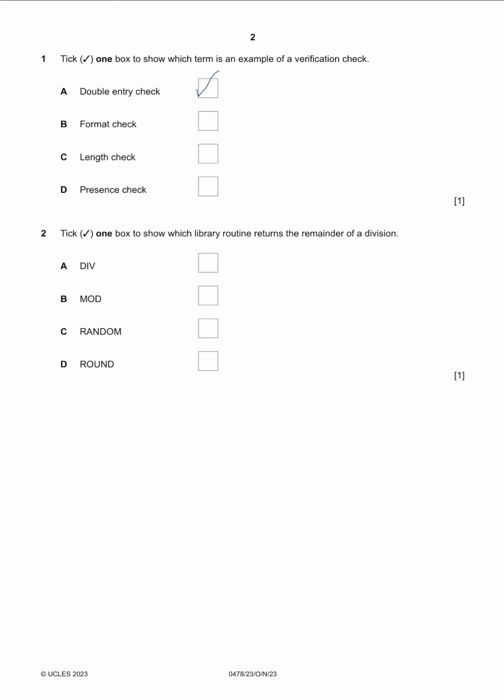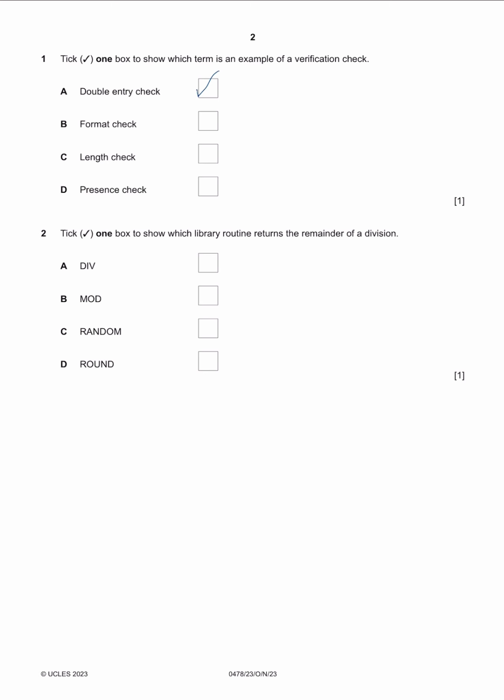Tick one box to show which library routine returns the remainder of a division. Okay, so I'm going to work backwards here because D, round, well, rounding modifies a number, rounding it down by a specified number of decimal places down to maybe an integer. So it rounds a number. Random generates a random number, usually between a specific range. So neither of those match what we're looking for.